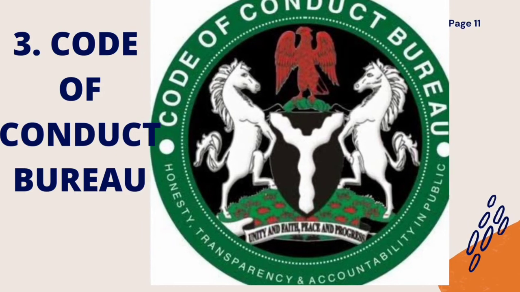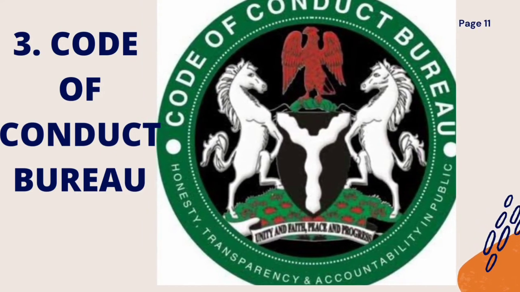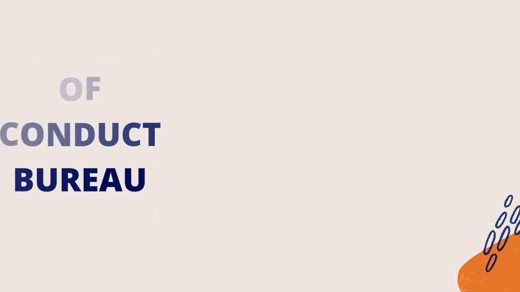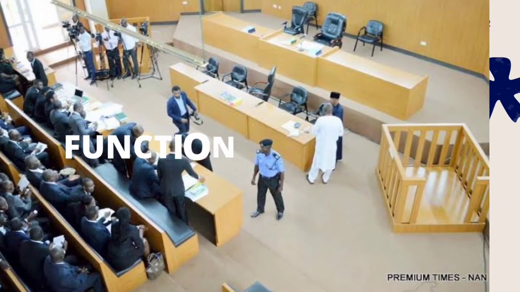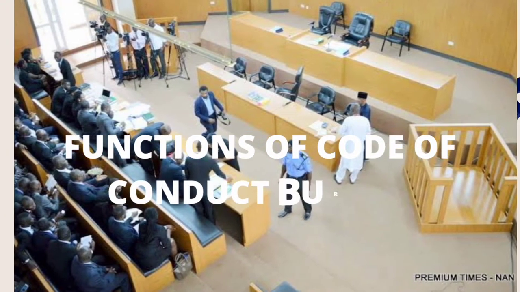Then the third is Code of Conduct Bureau. This is an act to provide for the establishment of the Code of Conduct Bureau and Tribunal to deal with complaints of corruption. The chairman is Professor Mohammed Issa. It was established in 1988 by General Ibrahim Babangida. The Code of Conduct Bureau and Tribunal deals with complaints of corruption by public servants for the breaches of its provisions.